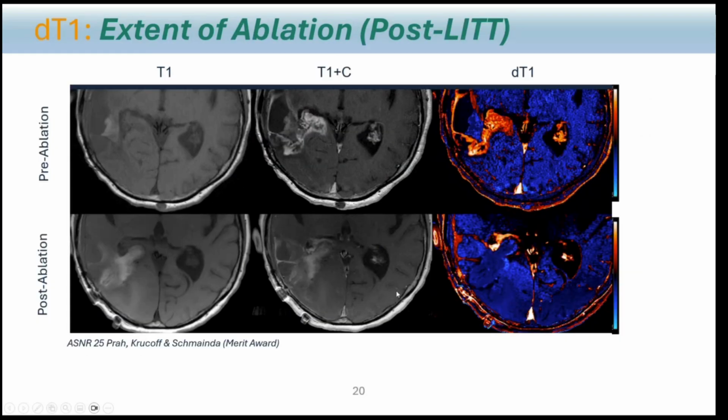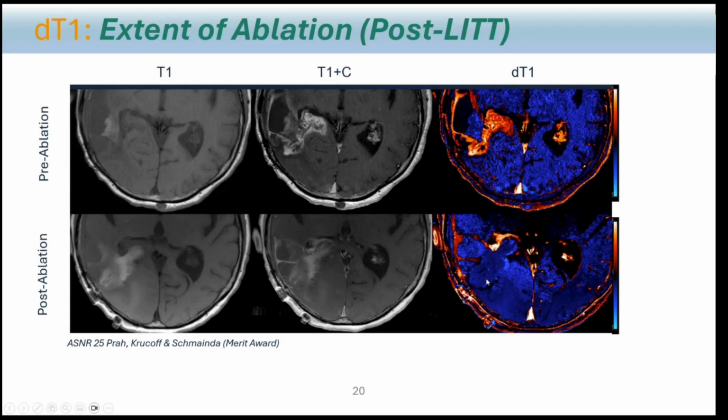So this is a case I did recently, laser ablation of a recurrent glioblastoma. So here's the pre-ablation scan, T1 pre, T1 post contrast, and delta T1. You can see the contrast enhancing portion of this lighting up. I did the ablation, so now all of a sudden you have all this intrinsic T1 signal and this T1 post contrast. And it's difficult to visually assess this.